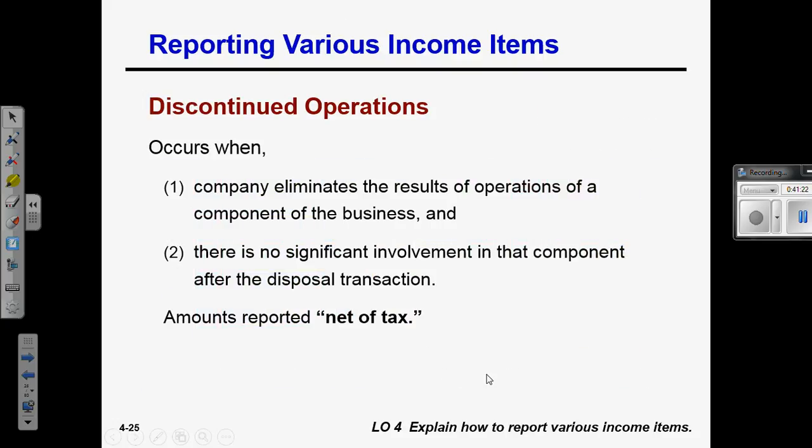Discontinued operations, okay, now what's this? They eliminate the results of an operation as a component of the business. No significant involvement in that component after the disposal.